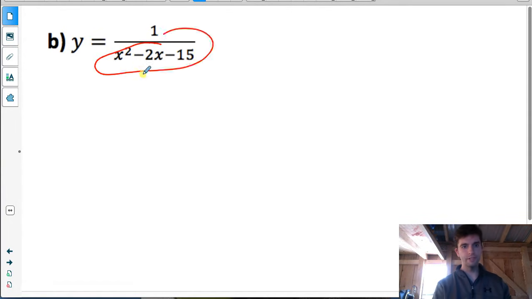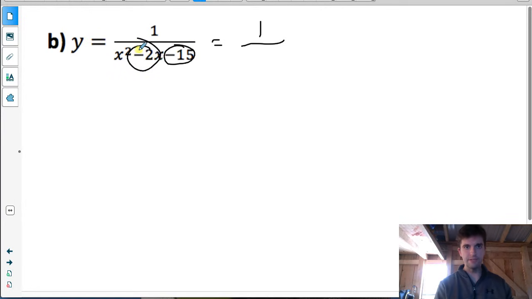So this quadratic, it may be helpful if I rewrite this in factored form for you. So in factored form, it would equal 1 over, and let me factor this by finding the numbers that have a product of -15 and a sum of -2. Those numbers are -5 and 3, so this factors to x minus 5 times x plus 3. Having it in factored form, we can tell that the function in the denominator has two zeros at 5 and negative 3. So let me divide my work into two parts again.